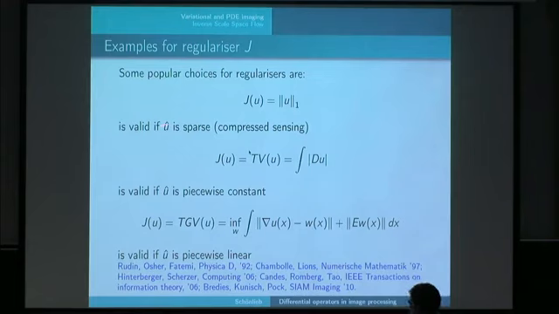So in this case, the minimizer is assumed to be sparse. In this case, we are assuming that the minimizer is piecewise constant, so the gradient is sparse, and in the total generalized variation case, U hat is piecewise linear, or piecewise linear and piecewise constant, kind of.